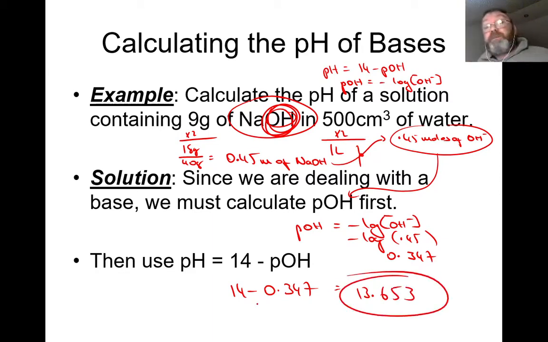So what are the steps behind it? Number 1, turn the grams per volume into moles per litre. Okay, work out what's the concentration of OH minuses in that solution.